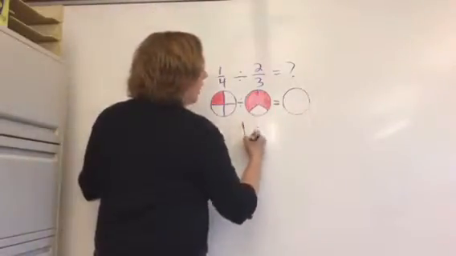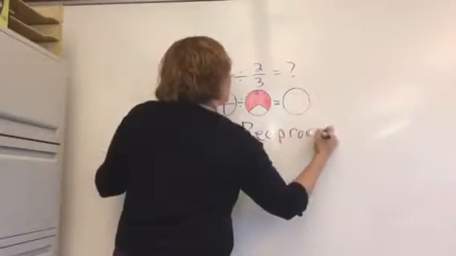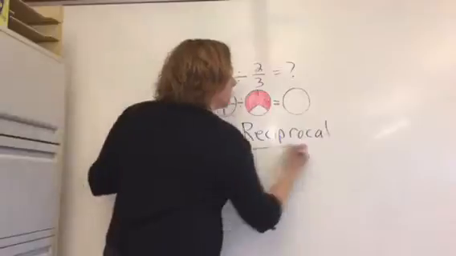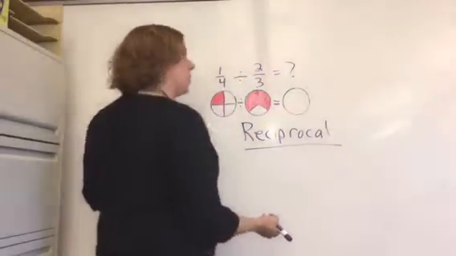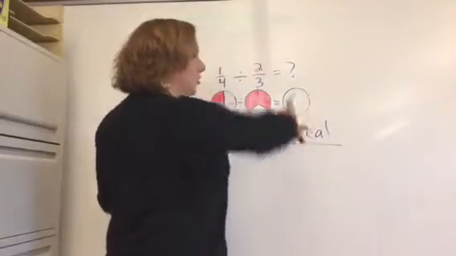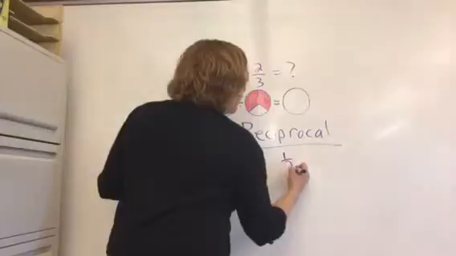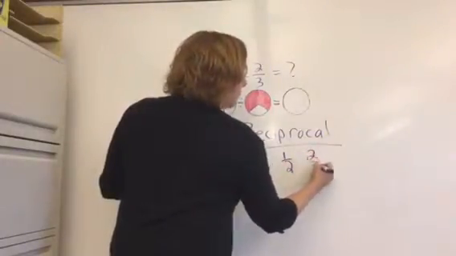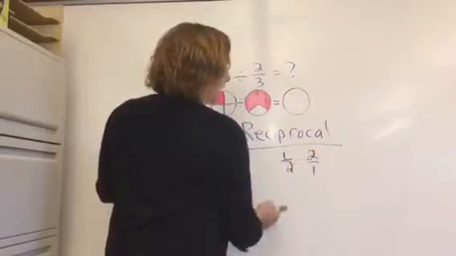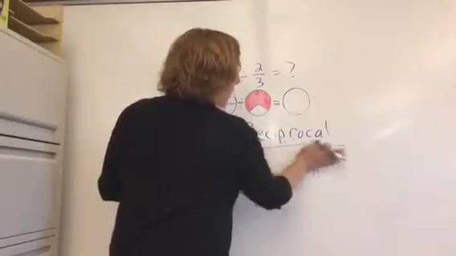And in order to know how to do that, you need an extra vocabulary word called the reciprocal. So the reciprocal of a fraction is when you flip that fraction over. If we look at 1/2, for example, the reciprocal of 1/2 equals 2/1. I just moved the bottom to the top and the top to the bottom. The reciprocal of 1/2 is 2/1.